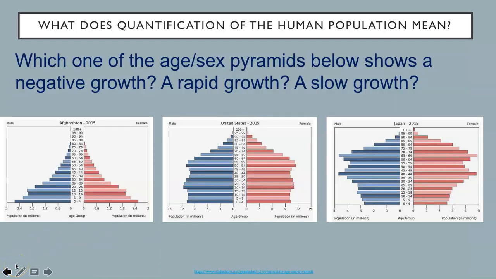Look at these age-sex pyramids. Can you tell which one of the age-sex pyramids below shows a negative growth, a rapid growth, or a slow growth? Pause the video and study these diagrams to see what you think.